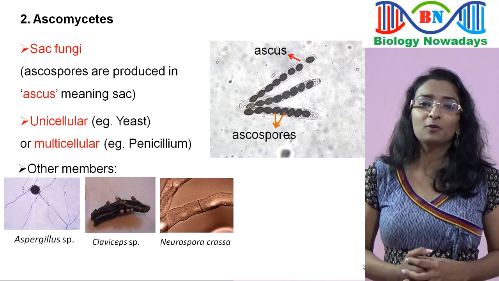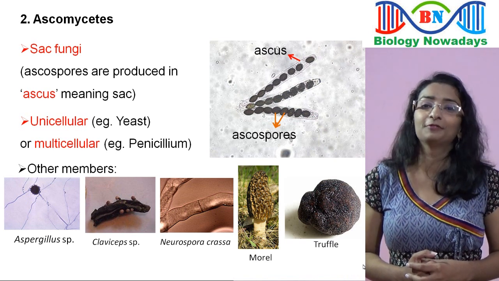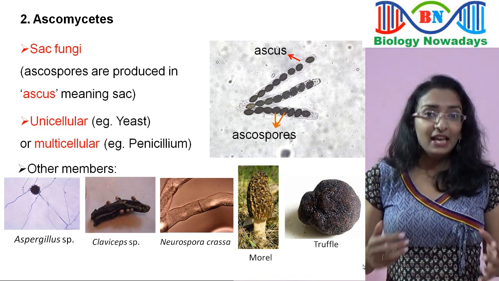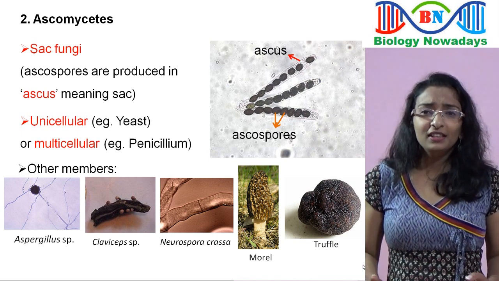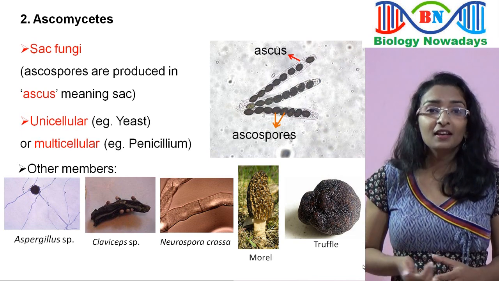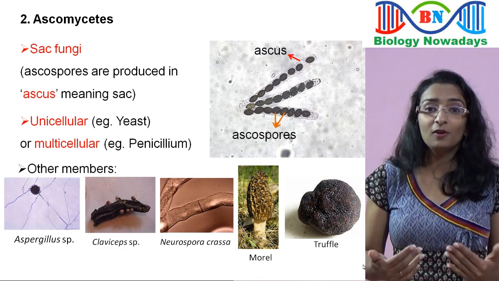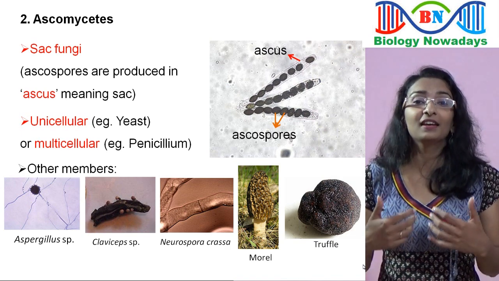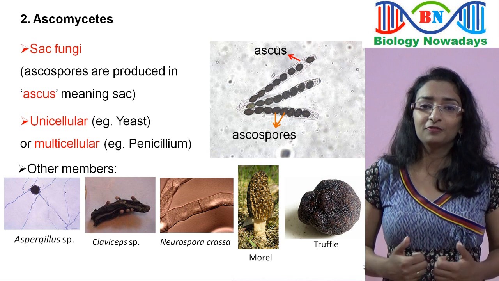Some other members of Ascomycetes like morels and truffles are considered to be expensive foods. They are expensive because they are found in the wild and it is not easy to cultivate them commercially. About truffles, these fruiting bodies grow underground and trained dogs are used to find them using their characteristic smell. The truffles are then dug out of the soil.